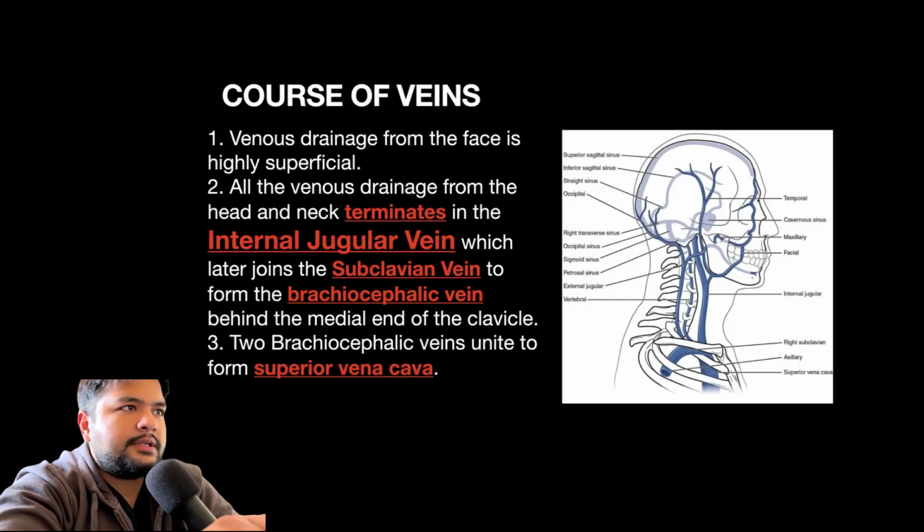So, the course of veins. Venous drainage from the face is highly superficial. All the venous drainage from the head and neck terminates in the internal jugular vein, which later joins the subclavian vein to form the brachiocephalic vein behind the medial end of the clavicle. Two brachiocephalic veins unite to form the superior vena cava. Here in the diagram, you can easily see the internal jugular vein, which later joins the subclavian vein, and the subclavian vein later forms the brachiocephalic vein.